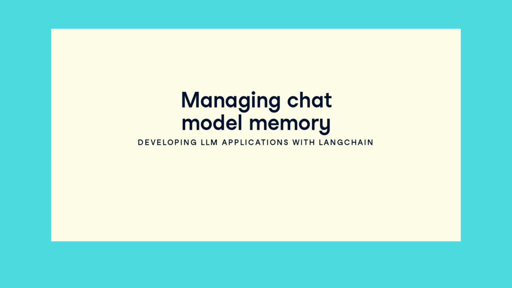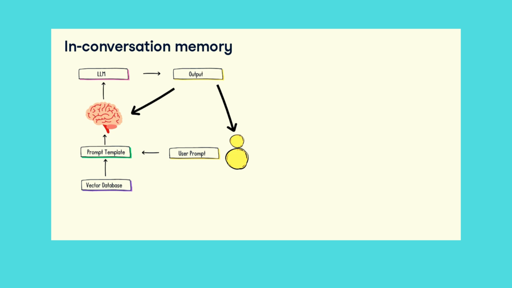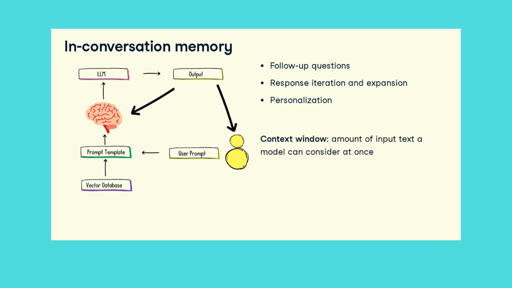Welcome back. Managing memory is important for conversations with chat models. It opens up the possibility of providing follow-up questions, of building and iterating on model responses, and for adaptation to the user's preferences and behaviors. Although LangChain allows us to customize and optimize in-conversation chatbot memory, it is still limited by the model's context window.